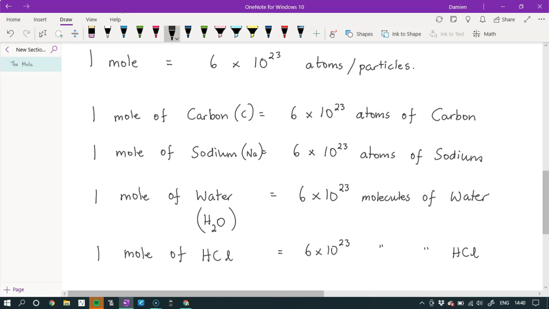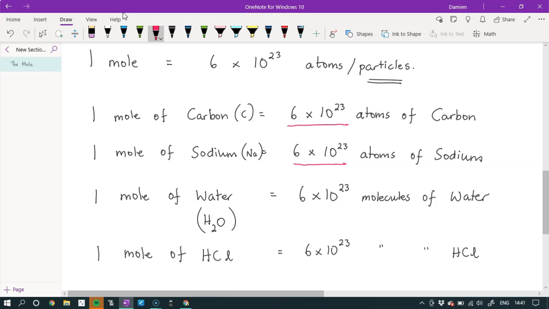So it depends on what you're doing, you have to change whether it's atoms or molecules, and this word particles up here is just a general way of describing atoms or molecules or ions. Now, some of you are probably looking at this going, well, we've got 1 mole of carbon at 6 by 10 to the 23 atoms. We have 1 mole of sodium at 6 by 10 to the 23. So some people are going, well, what's the difference if they both have the same amount of atoms?